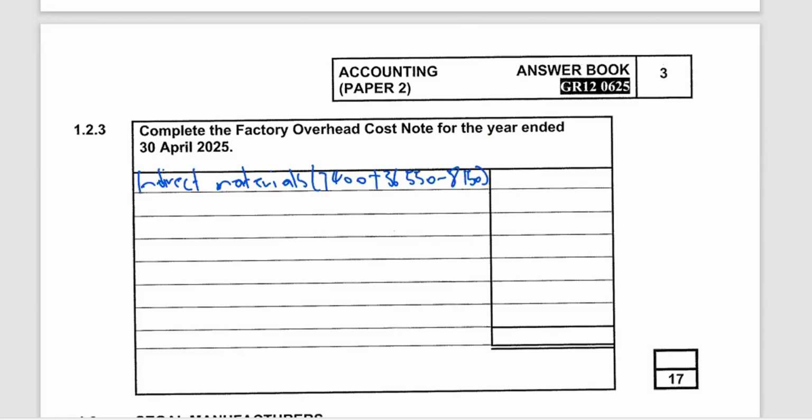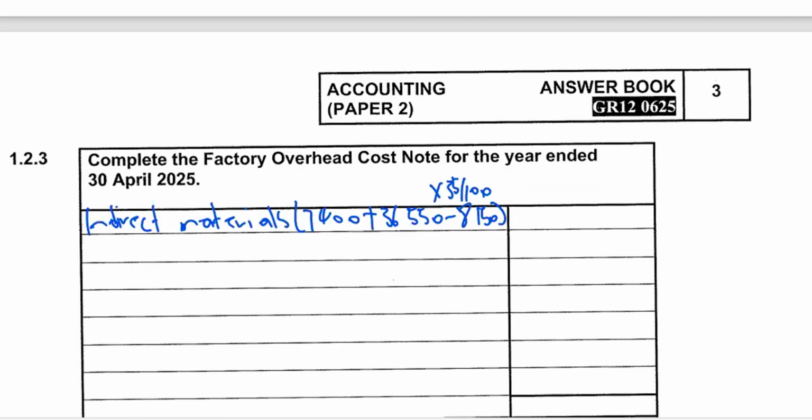So now we're going to say 7,400 plus 36,550 minus 8,150 multiplied by 35%. Then we get our answer, which is 12,530.